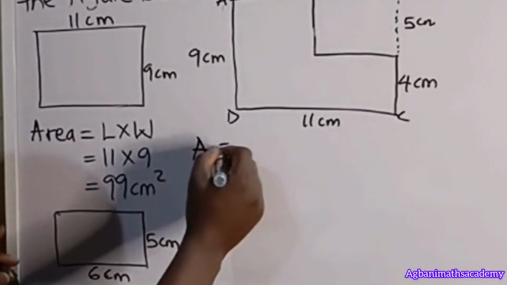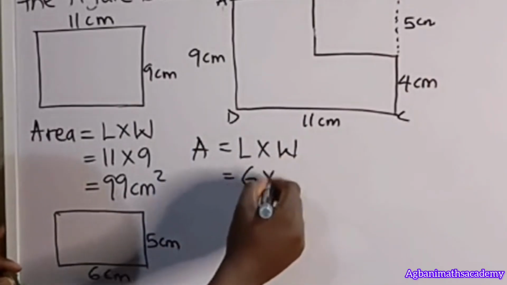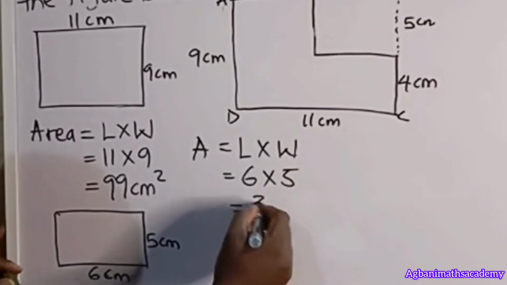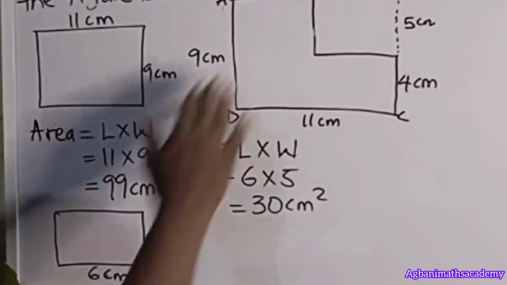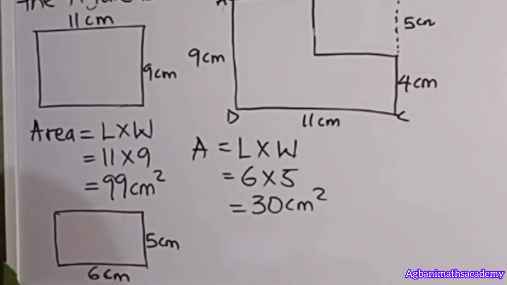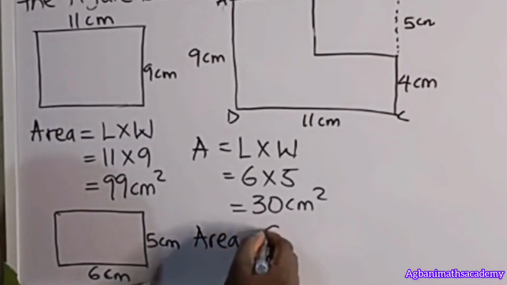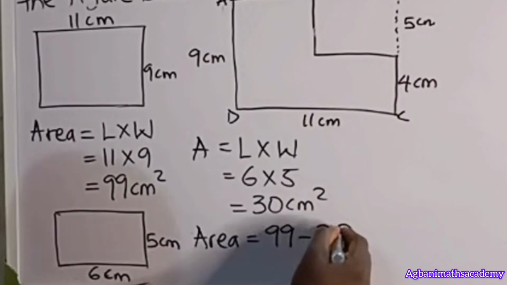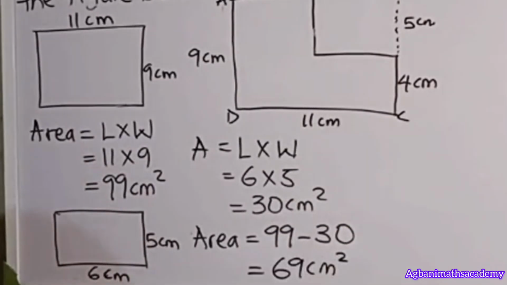Area is equal to length multiplied by width, which is 6 multiplied by 5. That will give us 30 centimeter squared. So finally, to get this side, we need to subtract this from this. So area is equal to 99 minus 30, which will give us 69 centimeter squared. So either way, you will get the same answer. Let's look at another example.